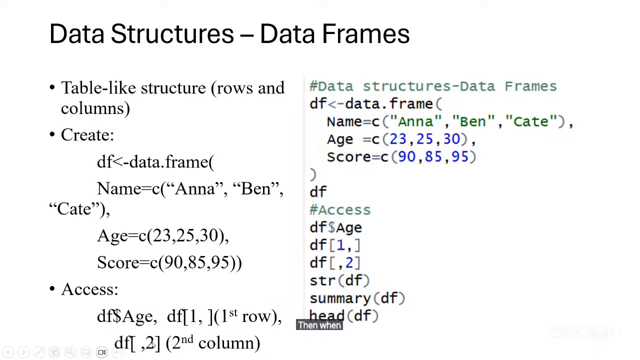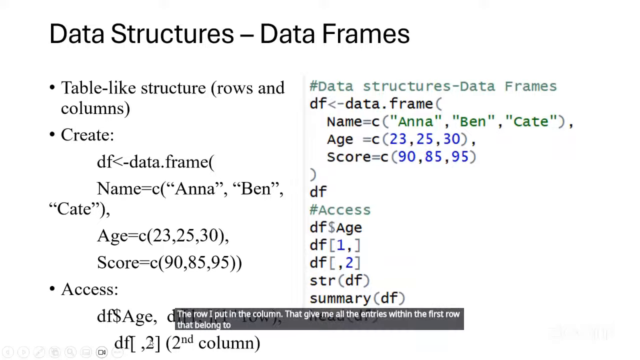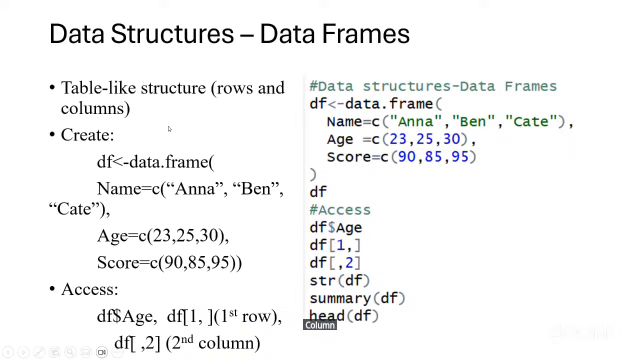Then when you come here, I've just changed it: instead of the row, I put in the column. That gives me all the entries within the first row that belong to the second column. So whatever you're seeing here, I've also put how it looks within R.